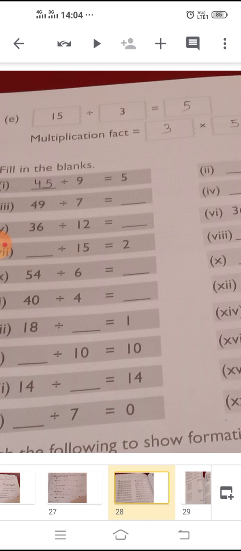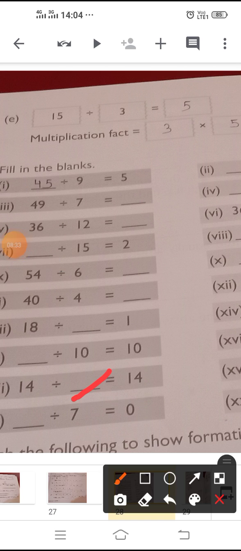Understood? This you will do on your own. What should 14 be divided by? That will give you 14. That means 1 multiplied by 14 is equal to 14, or you can divide 14 by 1, that will give you 14. Understood?